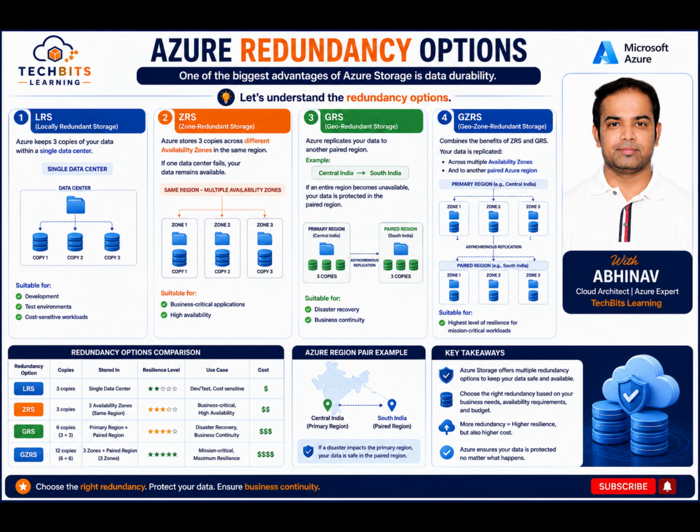GZRS, Geo Zone Redundant Storage, combines the benefits of ZRS and GRS. Your data is replicated across multiple availability zones and to another paired Azure region. This offers the highest level of resilience for mission critical workloads.